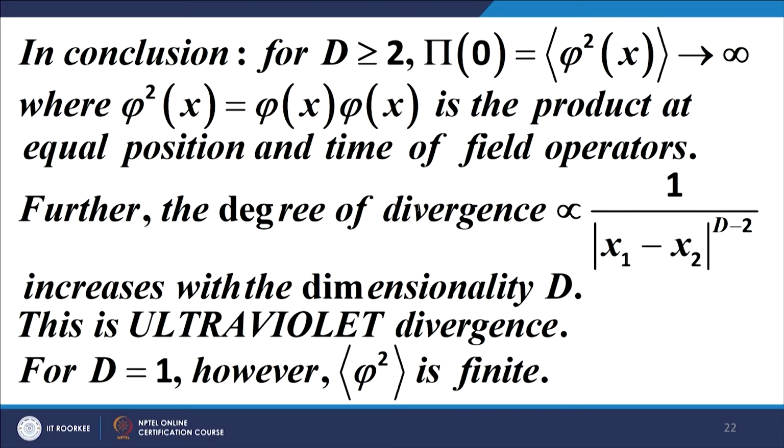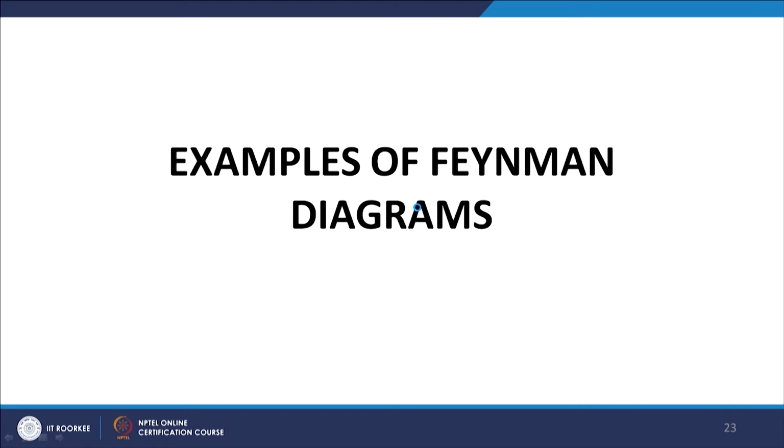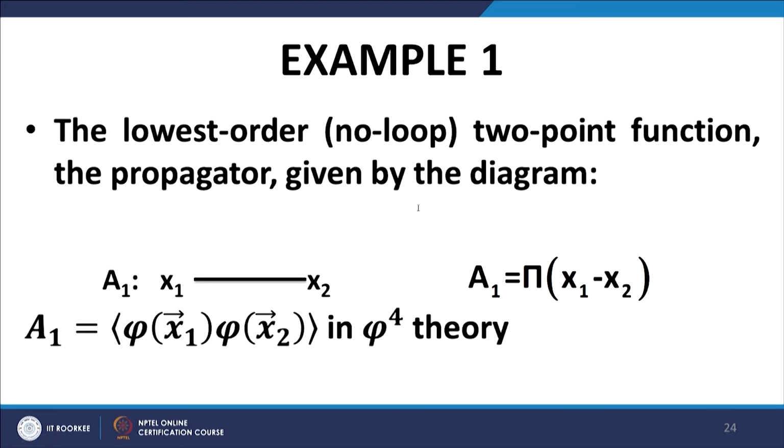Now, we look at certain examples of Feynman diagrams in the current theory. The first one is quite simple. The lowest order, no loop 2-point function, given by the expected value of phi x1, phi x2, we call it A1, and that is just a straight line joining x1 and x2 as a Feynman diagram, and that represents the propagator pi x1 minus x2.